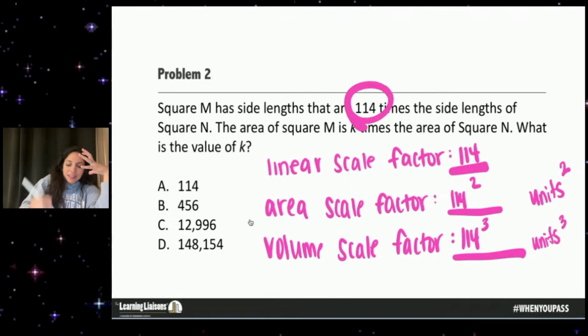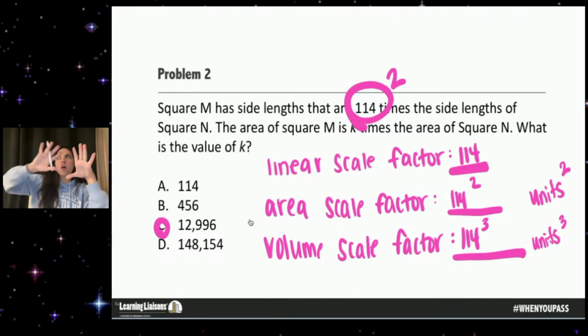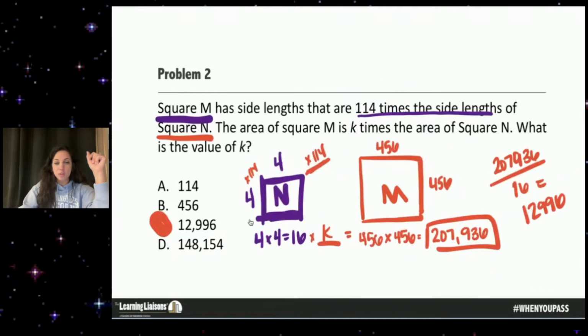So if this is my linear scale factor and I just do 114 squared, I'm going to get 12,996. So for my people who understand that, that's a super easy, quick, cheat way to solve this problem. For my people who don't understand that, and quite frankly, between you and me, the way I solved this problem the first time I saw it was make up numbers, multiply it times 114, and get the answer. There are multiple ways to get to an answer to a problem, which is the best part about math. We don't have to take the same path to get to the same place.